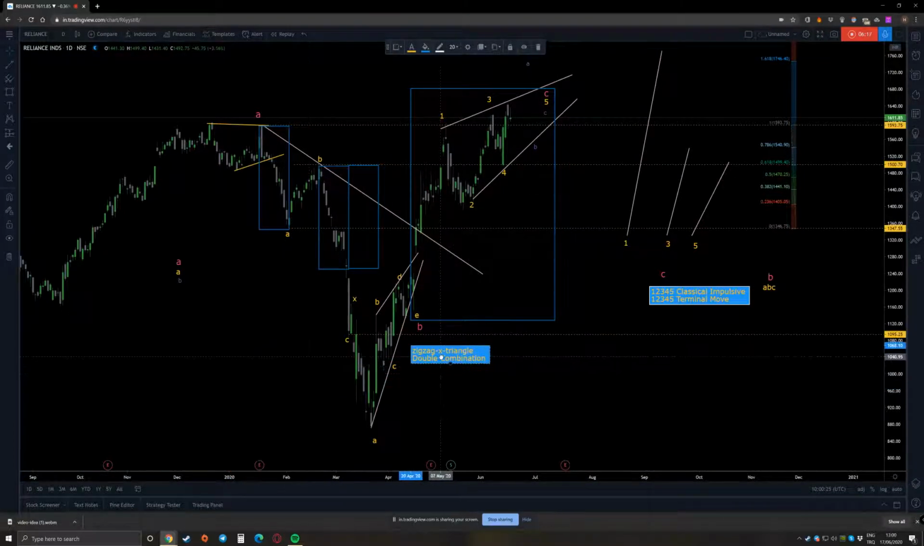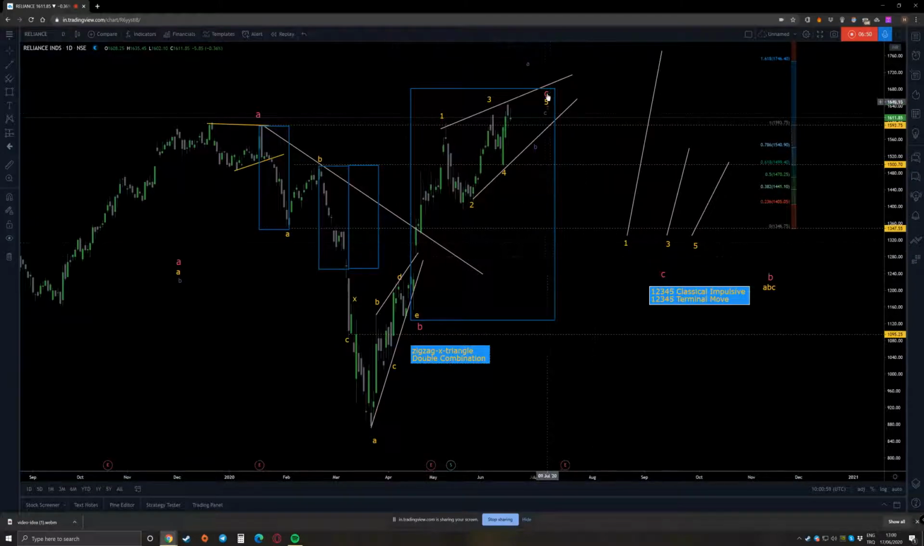This double combination is a B wave. Now we have a wave A, we have a wave B, and now we need a wave C. Okay, now what do we know? We have a corrective wave, another corrective wave. Now we need an impulsive wave, if we are not in a triangle, of course. If you're in a triangle, it means that A, B, C, D, E are all corrective, like here. But this move does look impulsive to me.